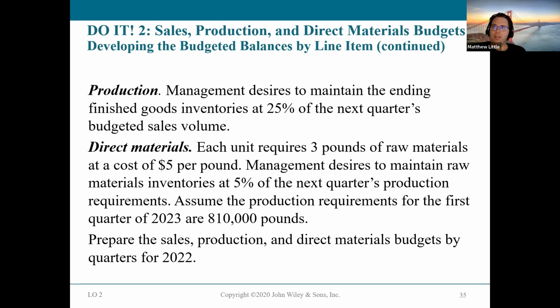All right, production. Management desires to maintain the ending finished goods inventories at 25% of the next quarter. So remember, we always want to end our inventory based on what we plan for the next quarter. And our direct materials, each unit requires 3 pounds at $5 per pound. And we desire to maintain raw material inventories at 5% of next quarter's production requirements. And assume the production requirements for the first quarter of 2023 are 810,000 pounds. So we're asked to create the sales, production, and direct materials budgets by quarter for 2022.